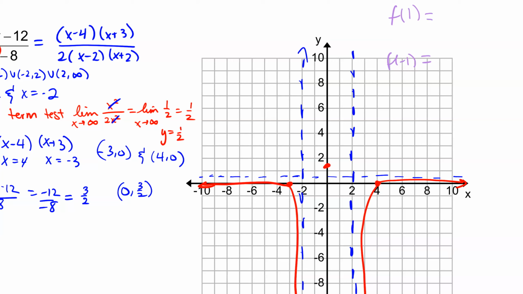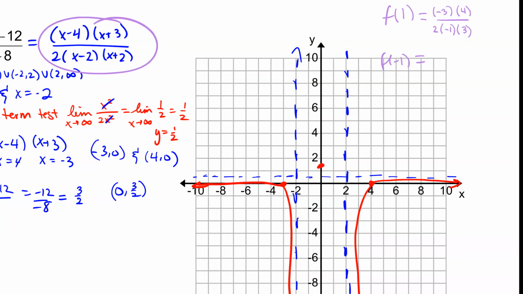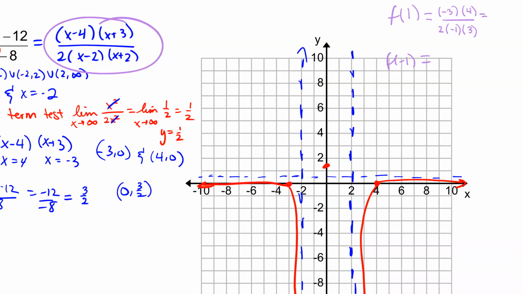And all I have to know is, okay, what's it going to look like? This way, up or down. There's really 4 options. So plug in 1: -3 times 4 over 2 times -1 times 3. I'm just plugging into this one right here. Makes the math a little easier. So this is just -12 over -6. What's -12 over -6? +2. Okay, so that means I have a point right here.